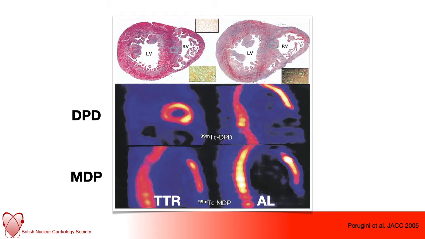What they then did was invite some of these patients back, and in fact 11 of these patients came back for MDP, which you can see is the bottom row there on that picture. And MDP was the bone scintigraphy tracer that we normally use, looking, for example, for bone metastases. And what they showed was that actually there was cardiac tracer uptake in these TTR patients using DPD, but there wasn't in MDP. So that paper hypothesized that DPD was quite sensitive and specific for TTR-related cardiomyopathy.